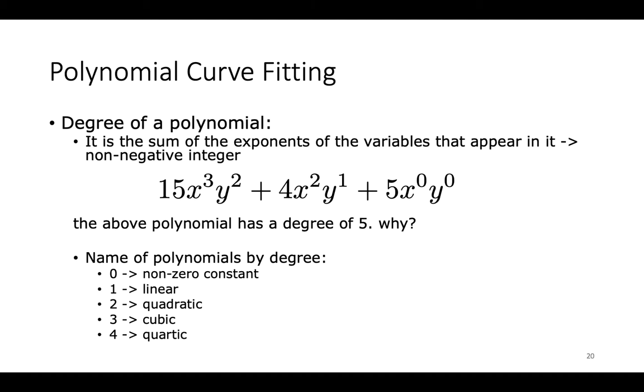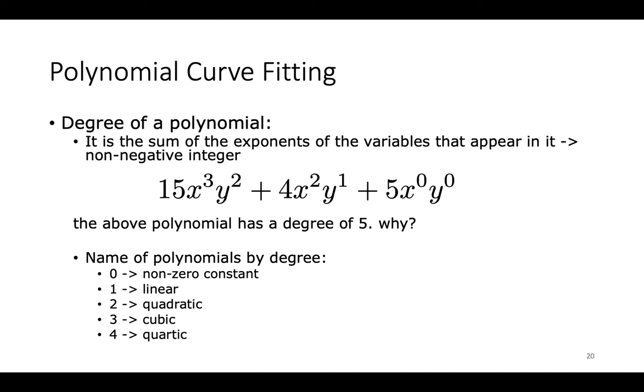For instance, 0 would be a non-zero constant. Of course, it's going to be constant. 1 would be a linear case that we all know. Degree of 2, we call it the quadratic. The third degree, we call it a cubic. And degree of 4, we call it a quartic, and then so on and so forth. So these are the Latin words we use for that.